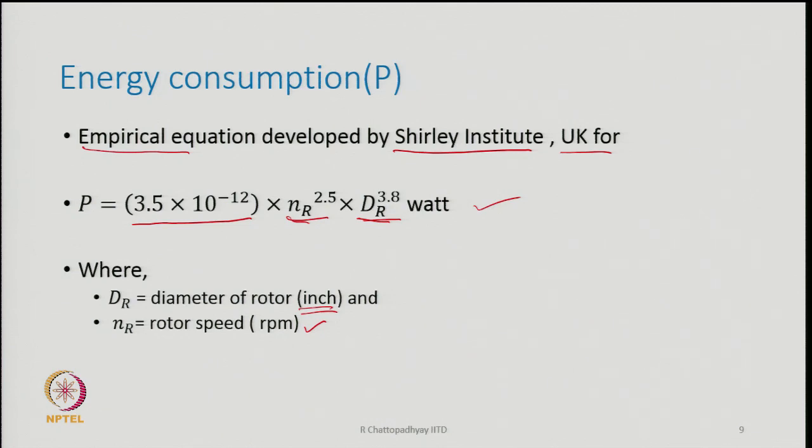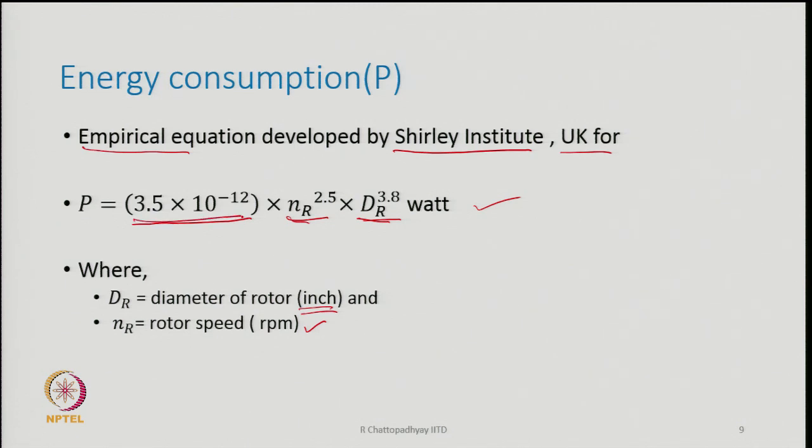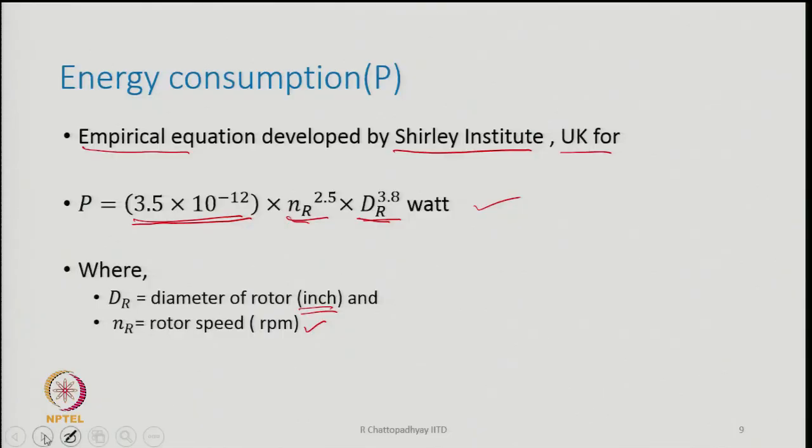It is not that we will not be able to change it to centimeter or millimeter, we can do that also. So, inch can be easily converted to millimeter, and then the formula will get a little modified, the constant term will then change if I want Dr to be changed to, suppose, millimeter. But the formula as suggested by the Searle Institute is given here. So, this formula can be used directly to calculate the power consumption.